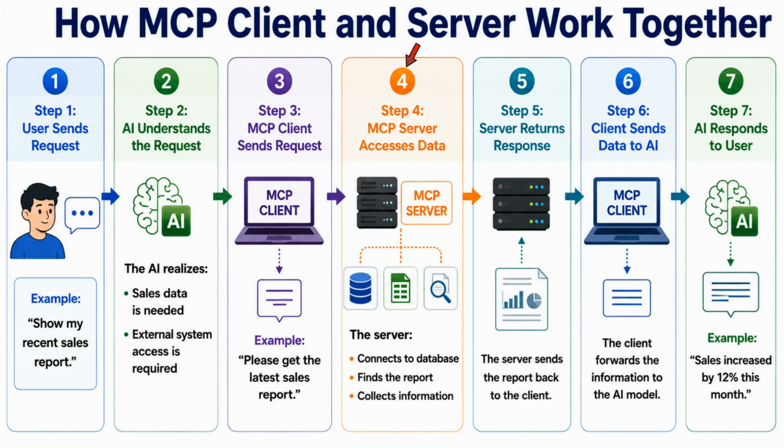MCP server accesses data. The server connects to the database, finds the report, and collects the information. Server returns the response. The server sends the report back to the MCP client. MCP client sends data to AI. The MCP client forwards the information to the AI model. AI responds to the user. The AI can now reply, sales increased by 12% this month. That completes the entire process.